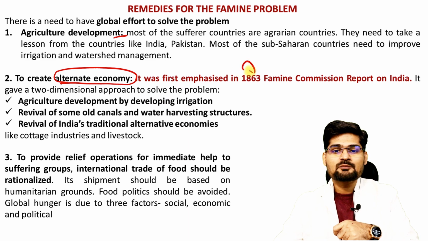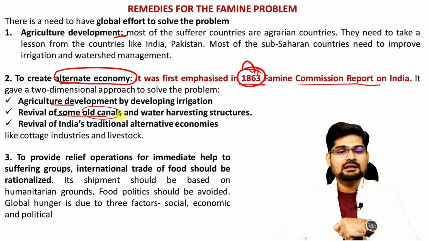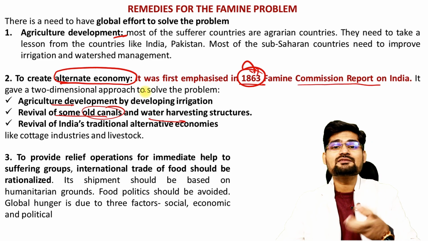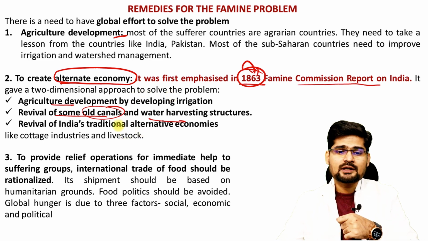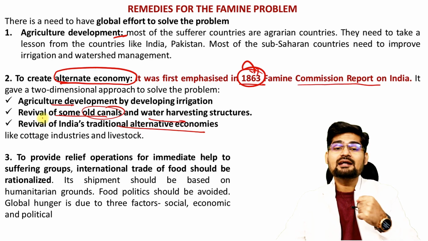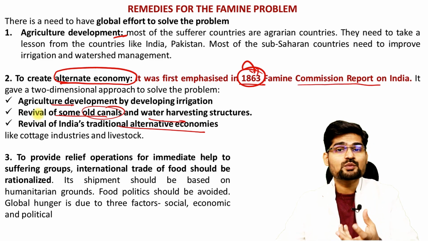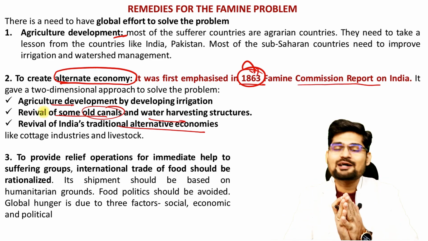So first it was emphasized in British time, in the 1863 Famine Commission report of India, that agricultural development and revival of old canals and water harvesting structures should be made mandatory. So these are the things where irrigation facilities or land degradation should be reduced, and also looking into the alternative economies. That's where people will be strengthened, right? People will have more strength to buy food for themselves. So affordability as well, availability as well, and also the accessibility. Again, the 3A comes into the picture.